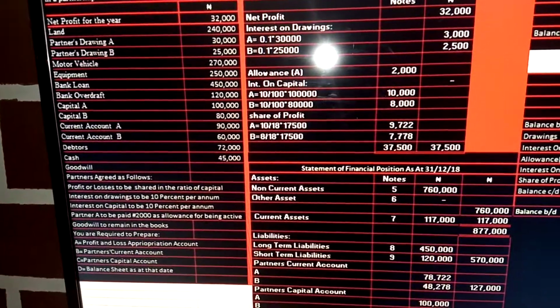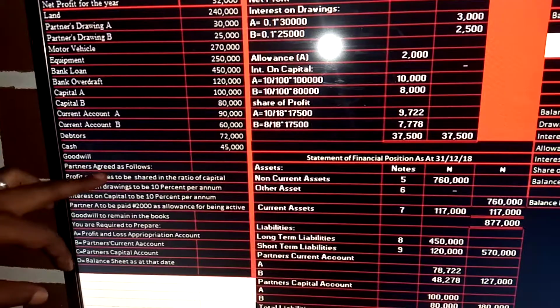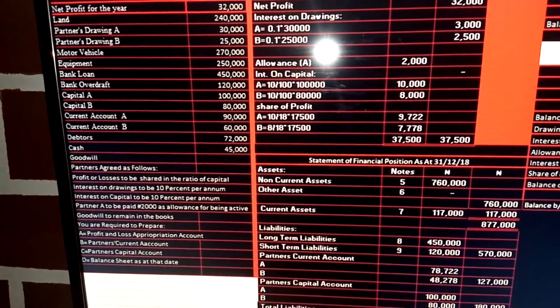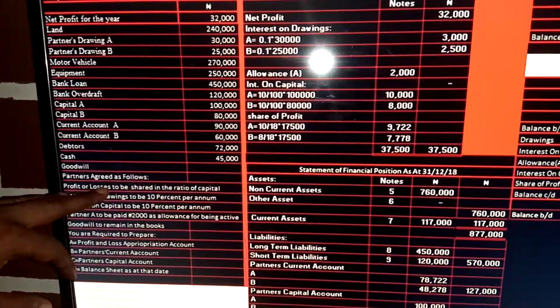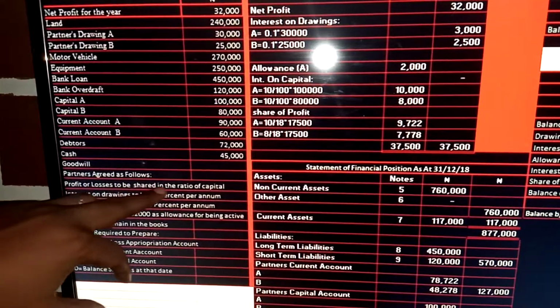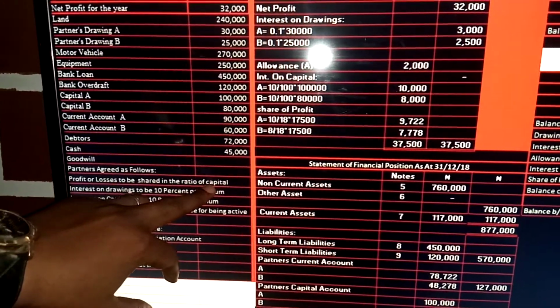Okay, so they now said partners agreed as follows: profit or loss to be shared in the ratio of capital.